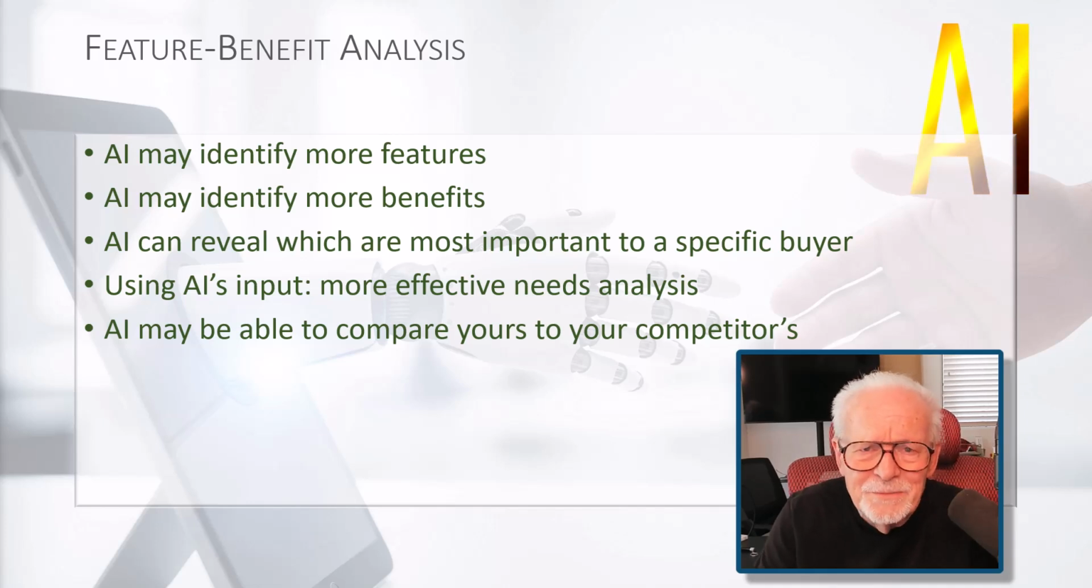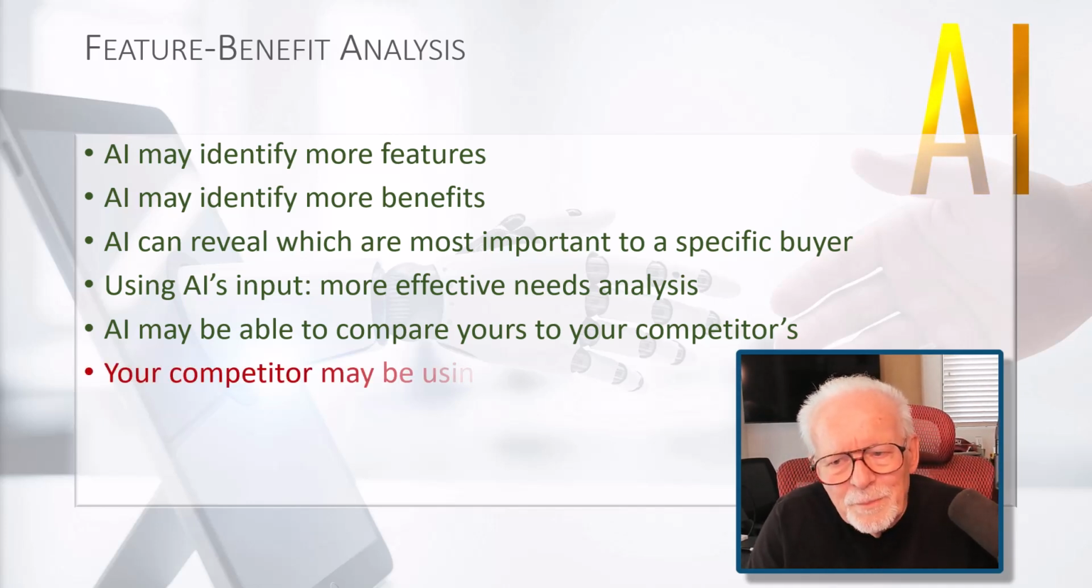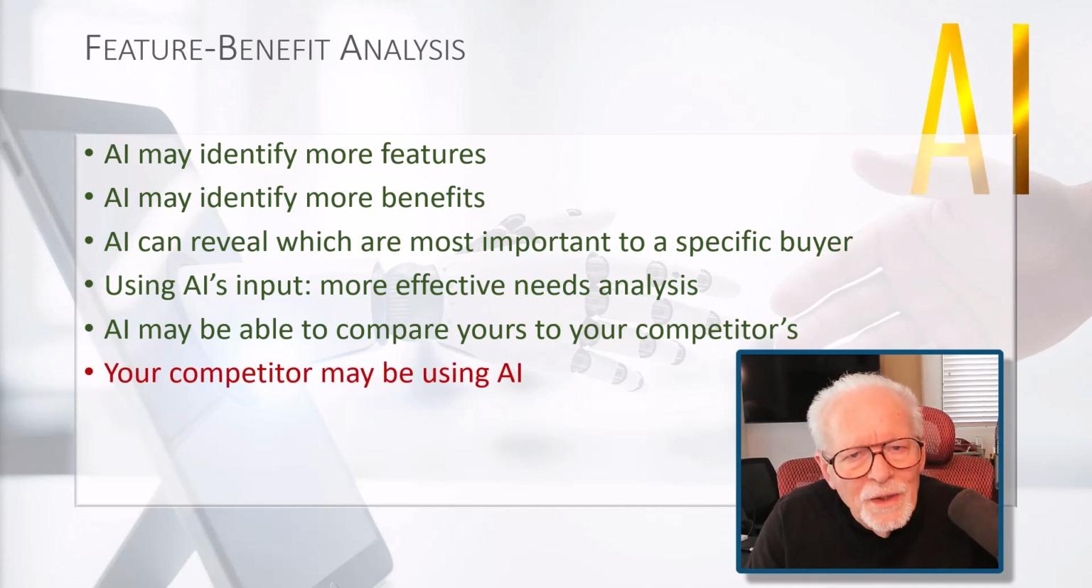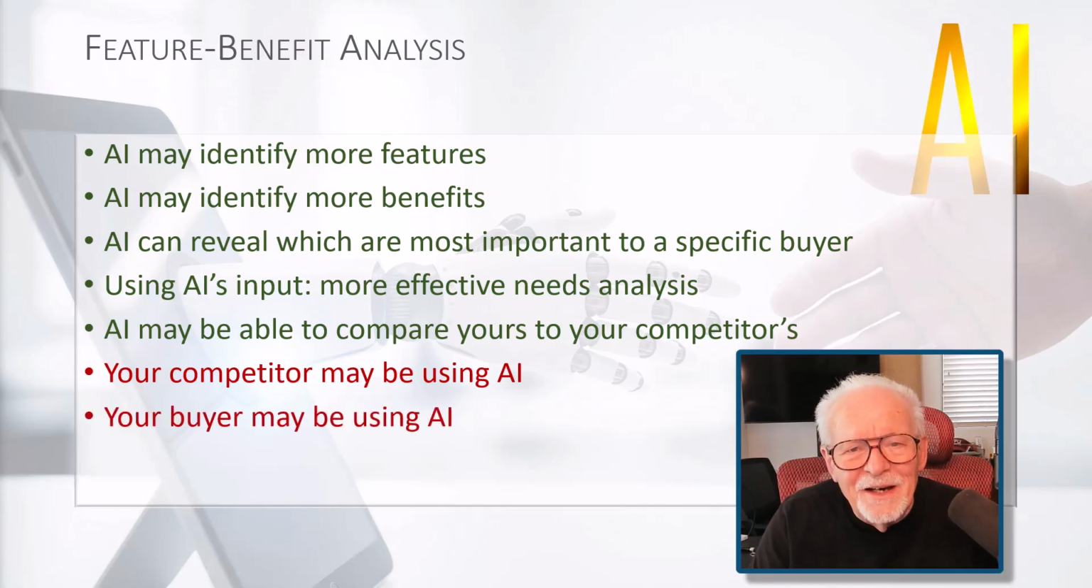And here's the danger. Your competitors are probably using AI already anyway, so you want to be there, at least level the playing field. But also, your buyer may be using AI, and they may know more about our features and benefits than we do. They certainly know more about our competitors' features and benefits if we haven't asked AI for the information. Use the feature benefit analysis, and remember, teach others.